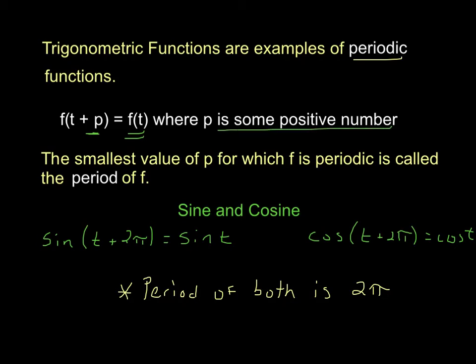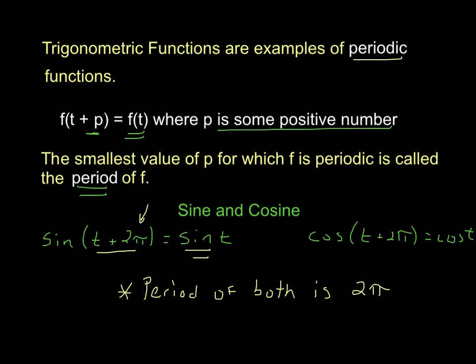The smallest value of p for which f is periodic is called the period. So whatever that smallest value is that I add that always gets me back to the same value is what we call the period. If we look at sine and cosine, the sine of t plus 2 pi gives me the same thing as the sine of t. Remember when we were talking about coterminal angles? We added that 2 pi and we said it brought us back to the exact same location. It just made one complete revolution to get back to it.